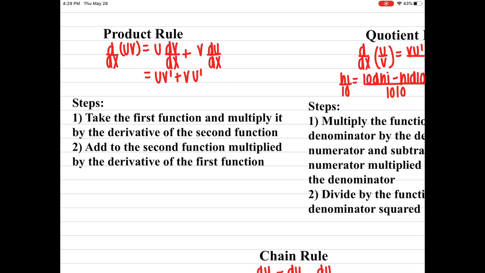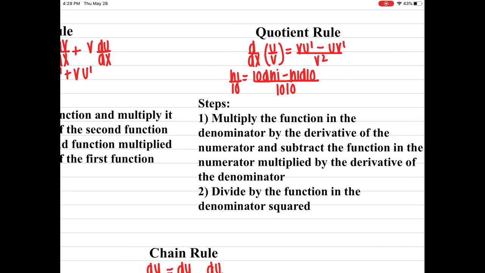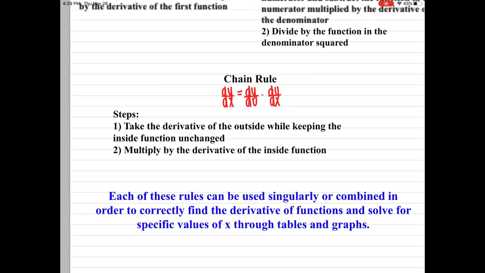In this rule, you take the first function and multiply it by the derivative of the second function and add that to the second function multiplied by the derivative of the first function. Next, we have the quotient rule, which is used to find the derivative of the quotient of two or more differentiable functions. In this rule, you multiply the function in the denominator by the derivative of the numerator and subtract the function in the numerator multiplied by the derivative of the denominator and divide all that by the function in the denominator squared, or you could do low d high minus high d low over low low.